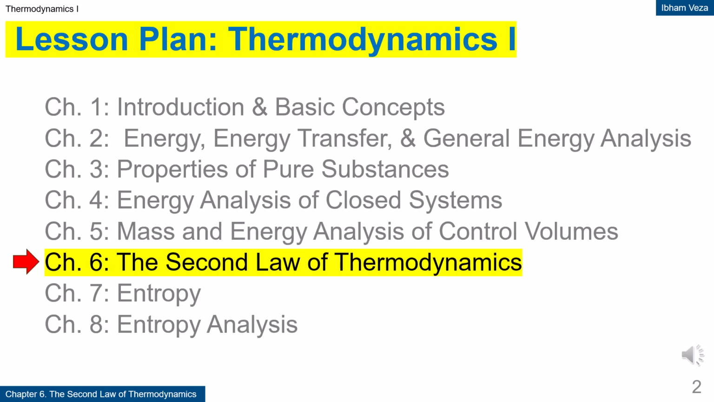Lesson Plan, Thermodynamics 1. The course structure is arranged progressively from basic concepts to advanced applications. This chapter comes after the discussion of mass and energy analysis for closed and open systems. This means students already have the foundation of energy analysis before learning the second law. The second law completes the analysis by adding direction and efficiency limits. With this flow, the understanding becomes more systematic and continuous.